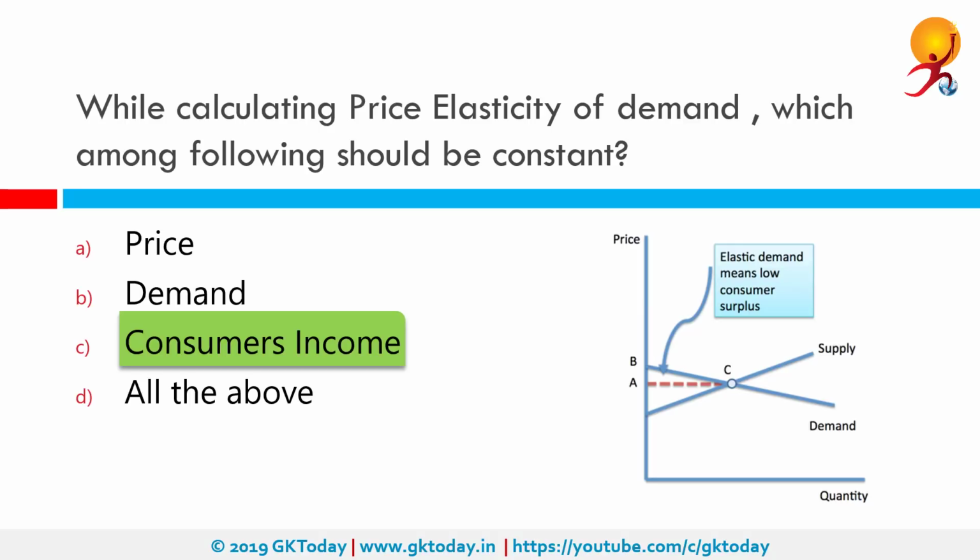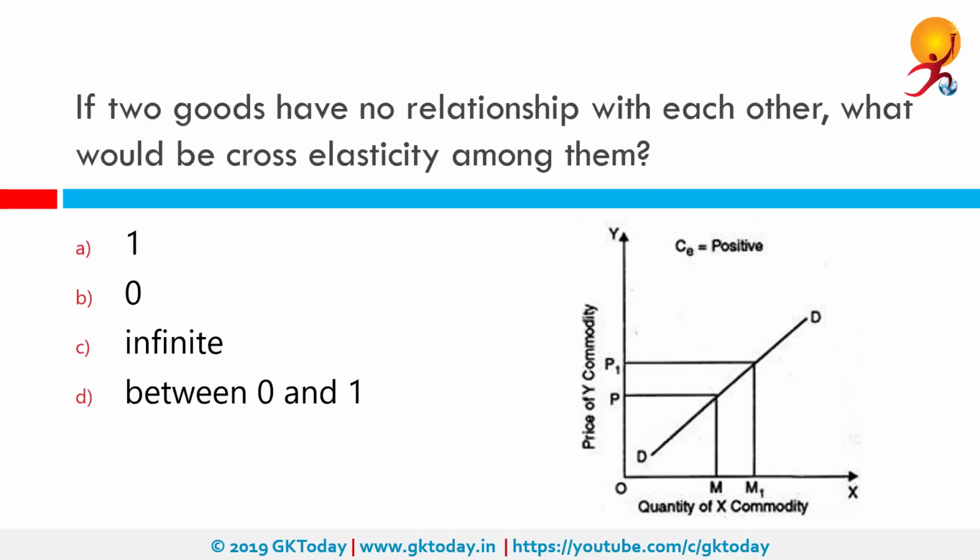Businesses typically evaluate income elasticity of demand for their products to help predict the impact of a business cycle on product sales. If two goods have no relationship with each other, what would be cross elasticity among them? The correct answer is 0.